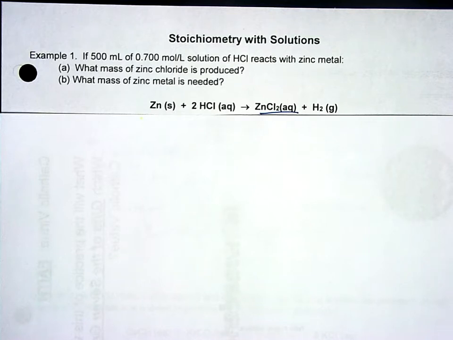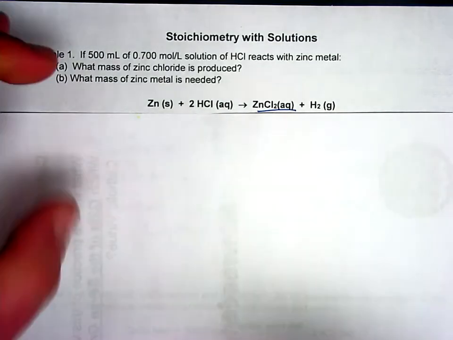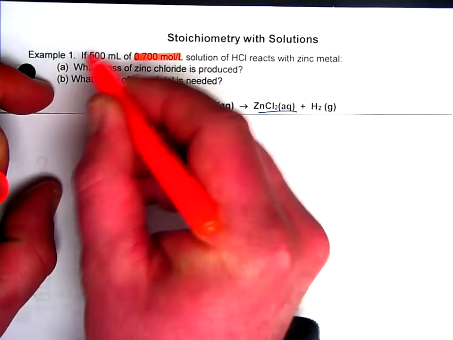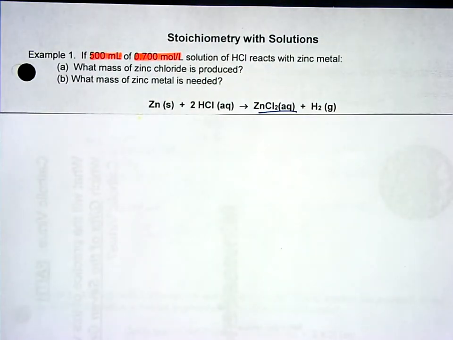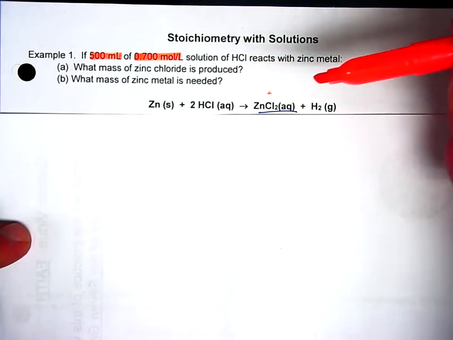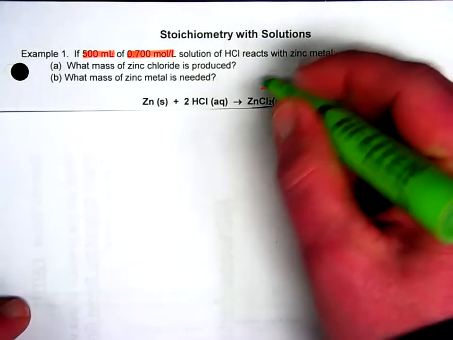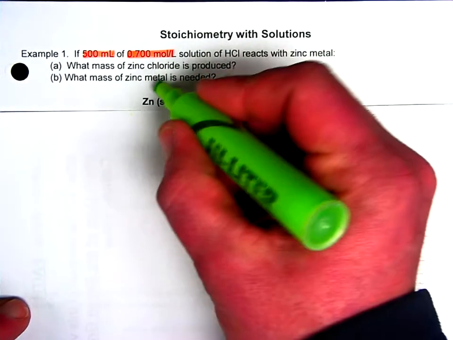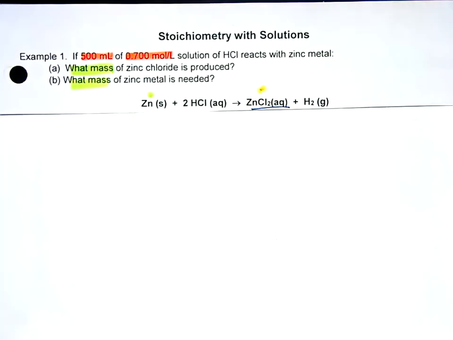Okay, so it says 500 milliliters of 0.7 moles per liter solution of HCl reacts with some zinc metal. So key in on the numbers and their units. And it says what mass of the zinc chloride are we looking for, and what mass of zinc is needed. So two questions. So we have two parts to this.